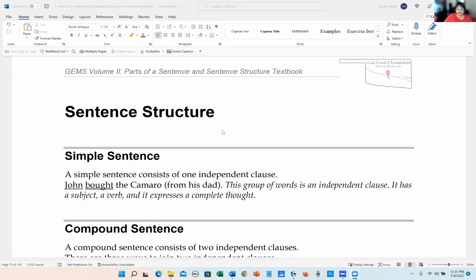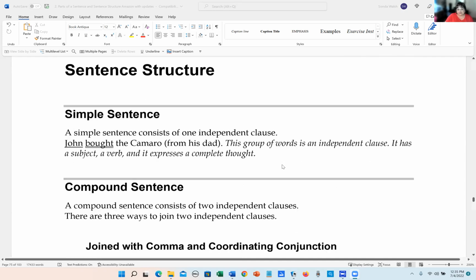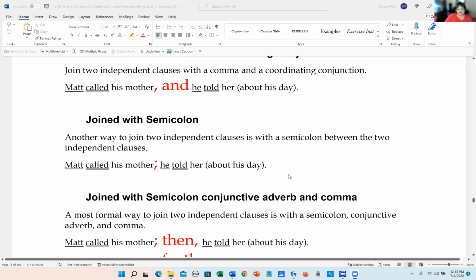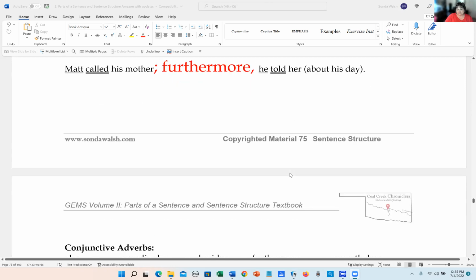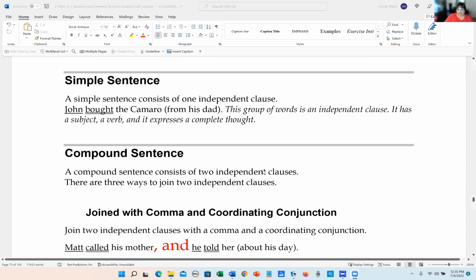All right, this video is going to cover sentence structure. We have four types of sentences. We have simple sentences, compound sentences, complex sentences, and compound complex sentences. And the reason this is important is if you learn how to write these four types of sentences and learn how to punctuate them, this is going to alleviate 90% of the punctuation errors in your essays when you start writing essays.